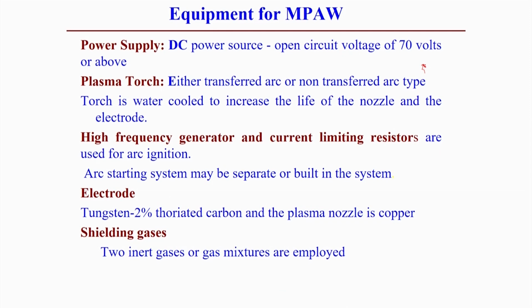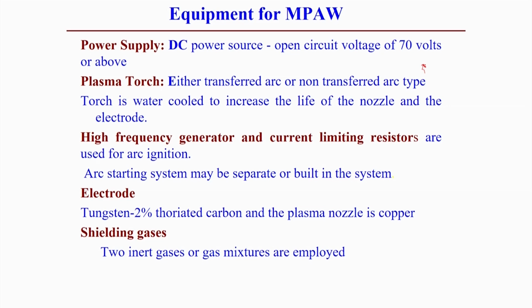Now, what are the different equipment for the microplasma arc welding process? Definitely the first is the power supply, a DC power source with an open circuit voltage of around 70 volts or above. Then a plasma torch, which can be transfer arc type or non-transfer arc type, and in most cases is water cooled to increase the life of the nozzle and electrode. A high frequency generator can also be used for arc ignition, and maybe a self-starter.